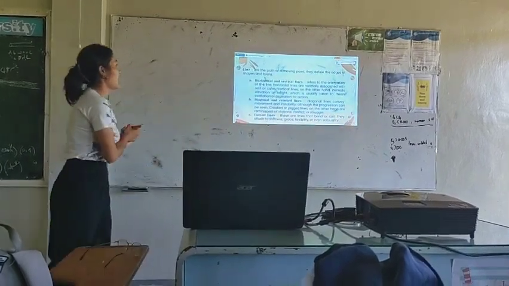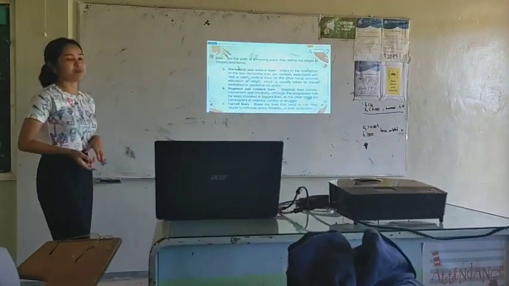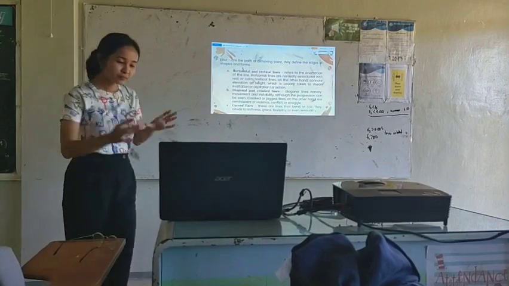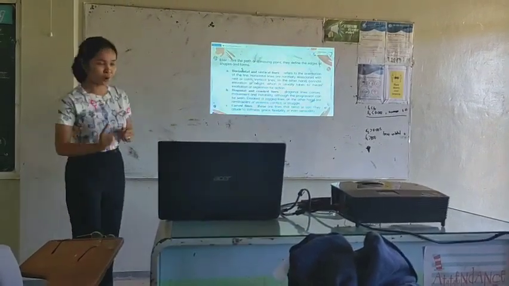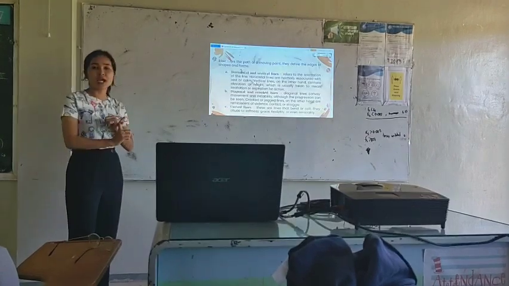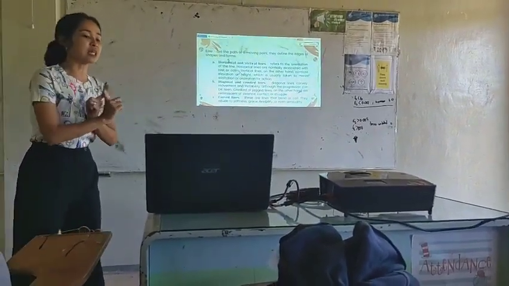So first is line. Lines are the path of a moving point. They define the edges of shape and form. Lines are continuous marks made on a surface by a moving point. Lines can be straight, curved, thick, or thin. So there are different kinds of lines.